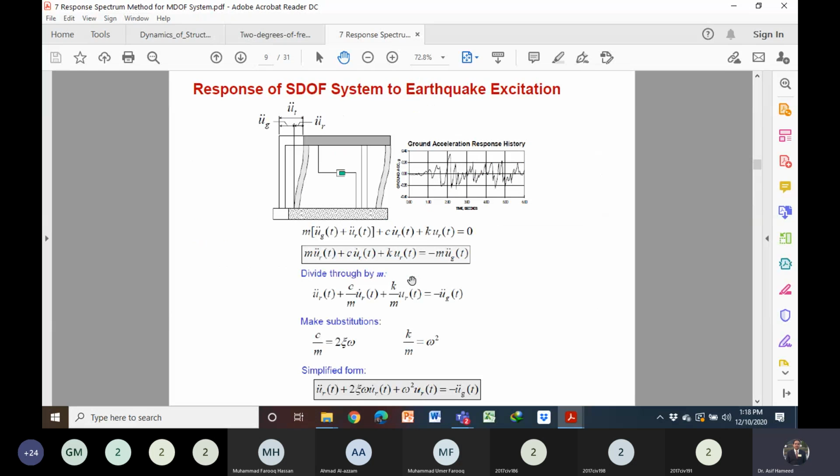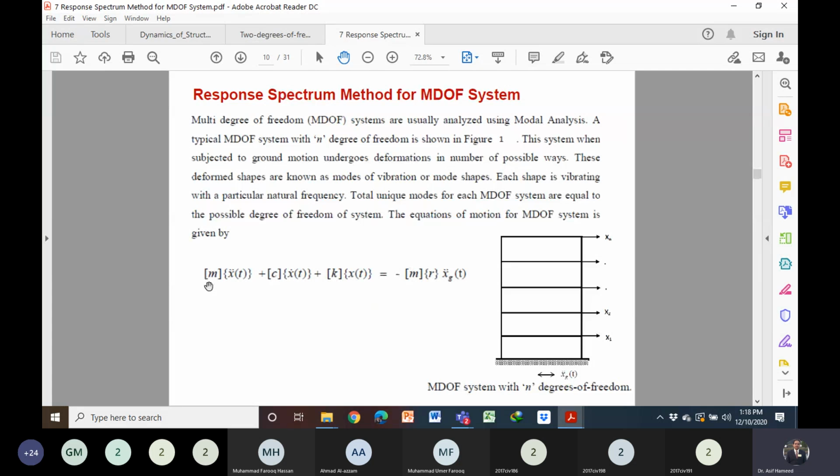Okay, how can we write? We have the mass times acceleration, damping coefficient times the velocity, stiffness times the displacement. Here it is the same: mass matrix, acceleration vector, damping matrix, velocity vector, stiffness matrix, displacement vector. So they are almost the same.